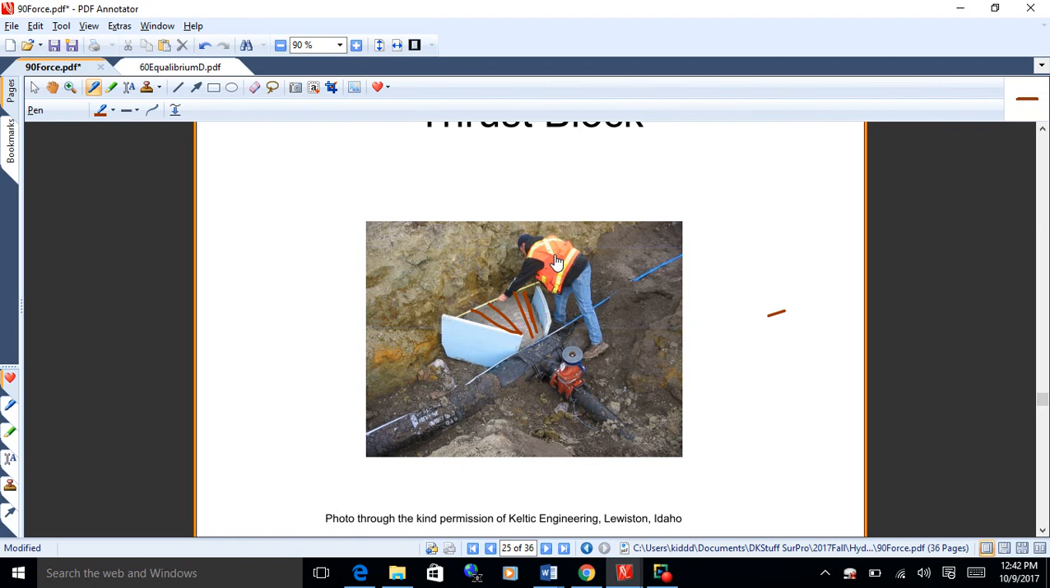You can put set screws into that sliding collar so it bites into the pipe better. You can put rods from the collar back to the flange connection. There's all these different ways you can improve a mechanical joint.